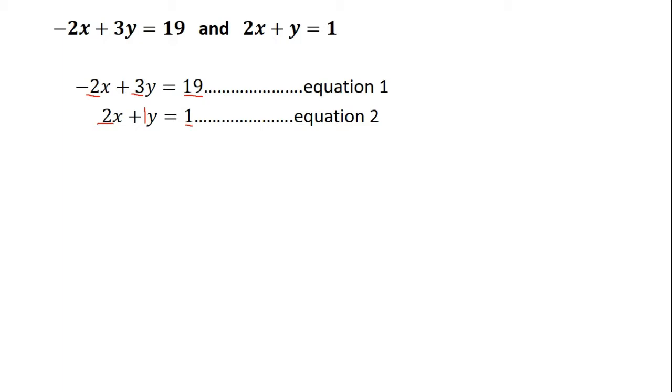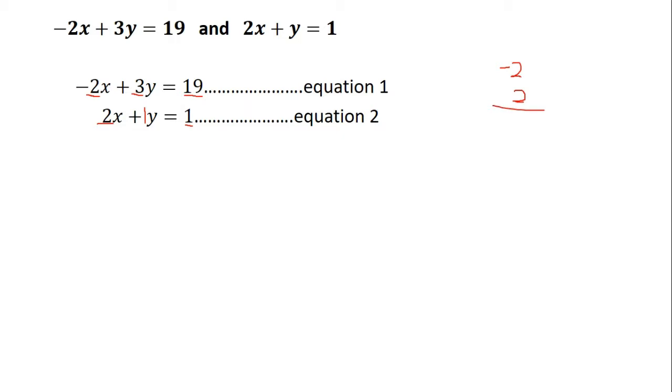So you found the coefficient of x and y in both equations. In equation 1, coefficient of x is minus 2. In equation 2, coefficient of x is 2. In equation 1, coefficient of y is 3. And in equation 2, coefficient of y is 1. Now you can see that x has the same coefficient in both equations, minus 2 and 2. So we are concerned with the number, not the sign. So we can eliminate that since they have the same number.